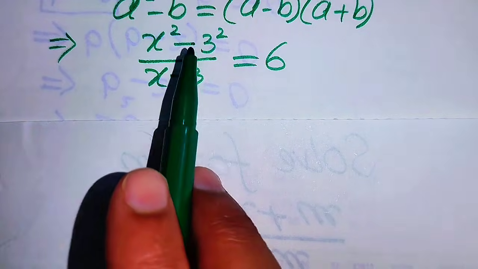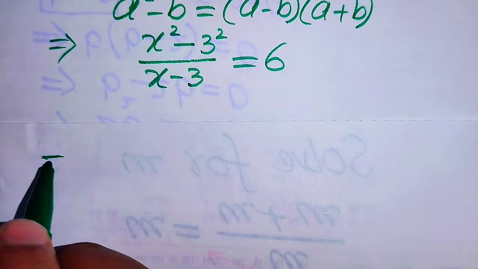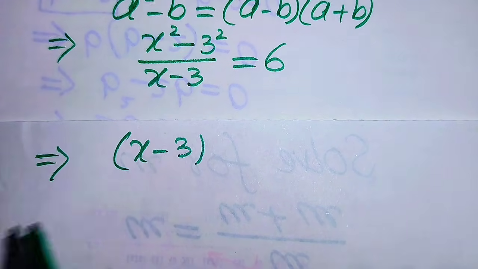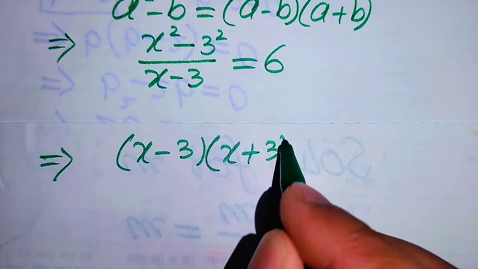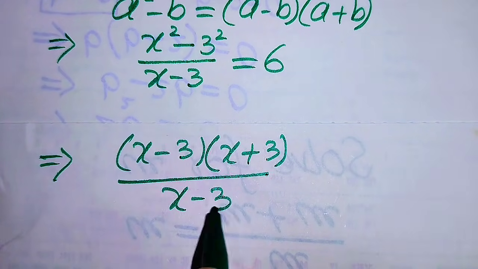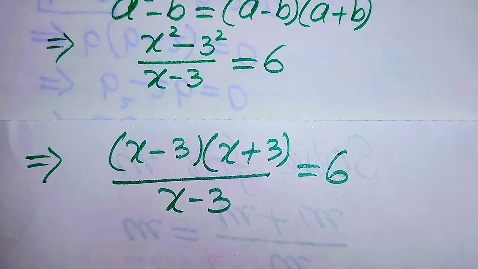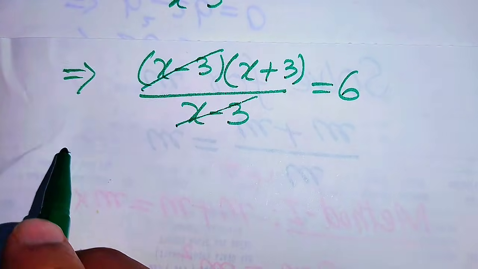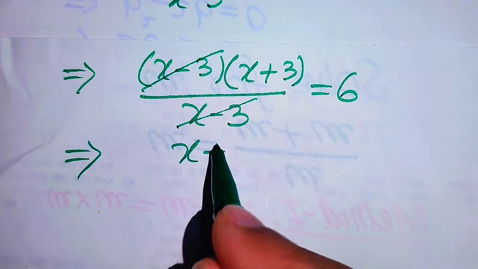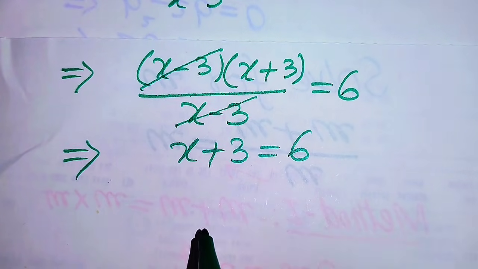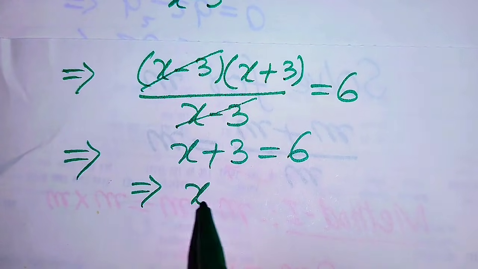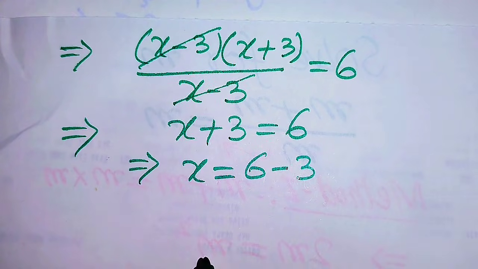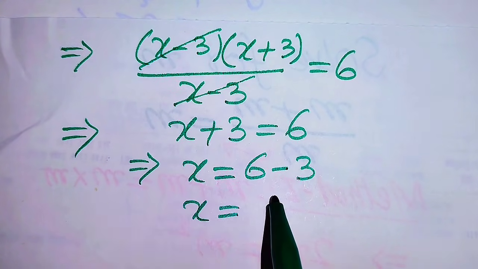And here we apply the above formula to the numerator term, and after applying this formula it will be written as x minus 3 times x plus 3 divided by x minus 3, and this whole equation equals 6. And further in the next step you see that this x minus 3 and this x minus 3 cancel out each other, and we get x plus 3 equals 6. So here we need to move this 3 to the right hand side, and it will be written as x equals 6 minus 3. And here we easily get the value of x equals 3.